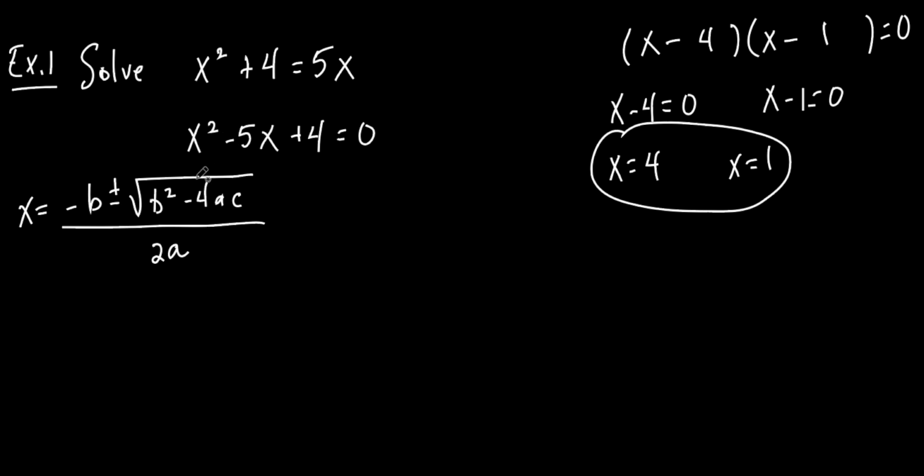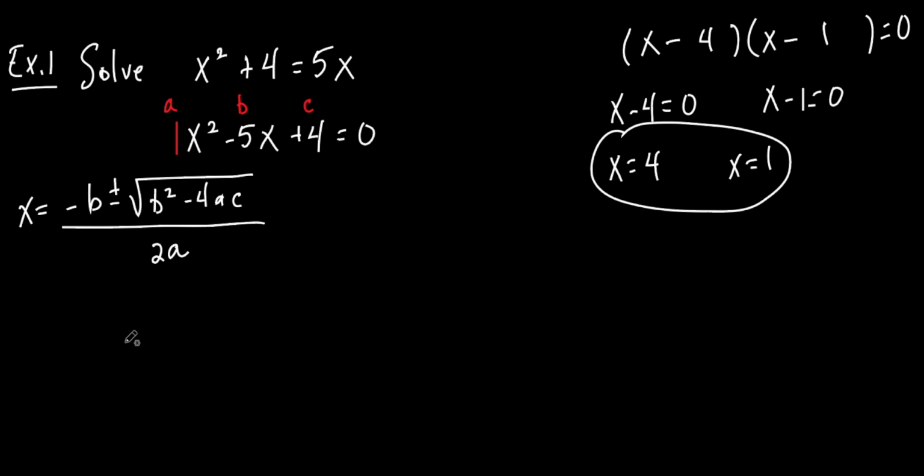Let's come over here. I got a's, b's, and c's, don't I? Or 2 a's, a couple b's, 1 c. So what's my a in this situation? It's 1, because it's the coefficient of the x squared. What's the b? So that's the a. The b is negative 5. What's the c? Positive 4.